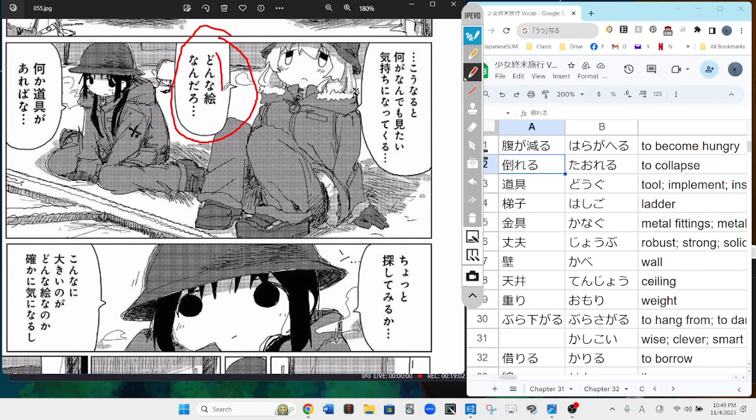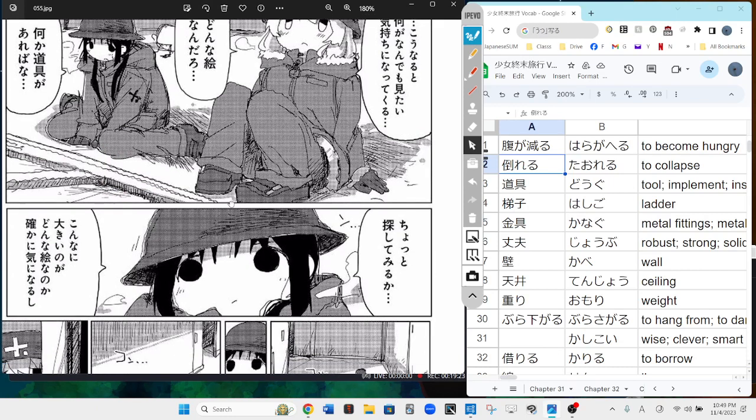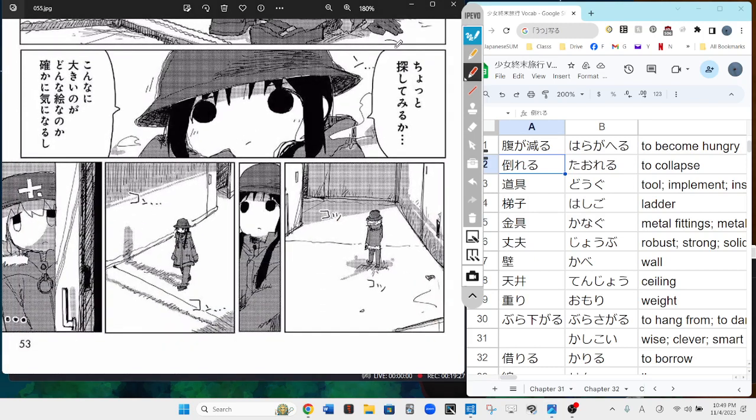So donna is what kind of. So she's wondering what is painted on here. What kind of painting? Not which painting. She knows which painting. It's the one right here. It's down on the floor. But she doesn't know what kind of painting it is. She really kind of wants to see it now because she's not allowed to see it. 何か道具があればな。 So the other person says, man, if only there was some kind of tool, then we could, you know, open it. Next two bubbles go to Cookie.